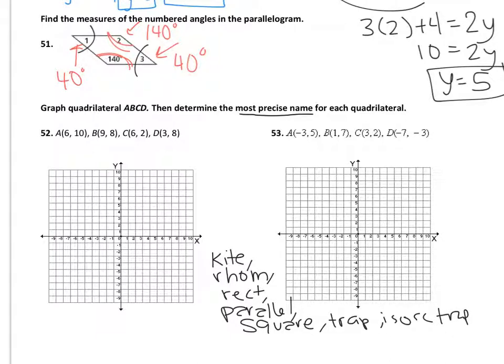Okay, so what you're going to do is you're going to graph these points. So 6, 10 is right here, 9, -8 is right here, 6, -2 right here, 3, -8 right here, and then connect the dots. Oops, 6, -2 right there. So connect the dots and then see what it looks like.